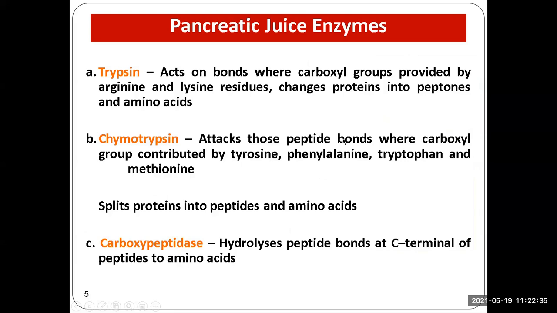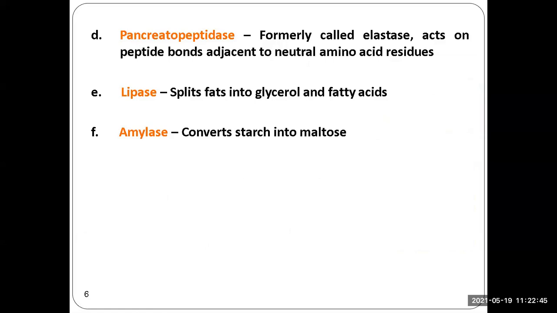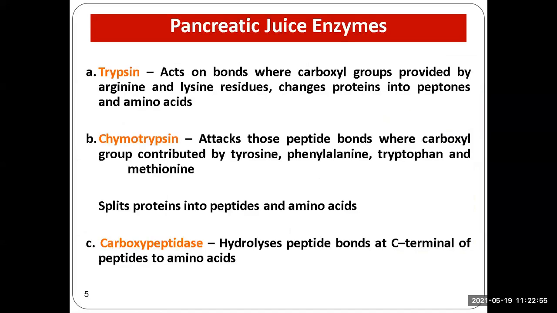There are 6 enzymes present in the pancreatic juice. Four enzymes, trypsin, chymotrypsin, carboxypeptidase, and pancreatopeptidase, are meant for the digestion of protein. These enzymes are highly specific in nature, and they act on certain carboxylic groups provided by different amino acids, and ultimately convert them into peptones and amino acids.